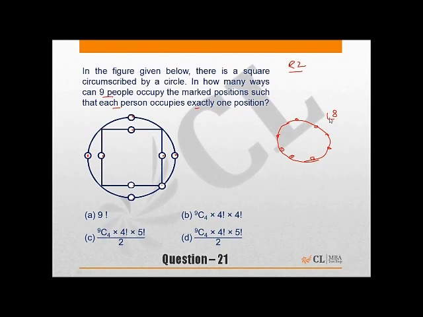The reason is that these positions get defined only when one person sits. In this particular case, the positions are already defined. This is a very unique position. So I cannot take it to a circular arrangement. It is, for all practical purposes, a linear arrangement, because every position is defined, and hence the answer has to be 9 factorial. Now, supposing the question was not this but this.